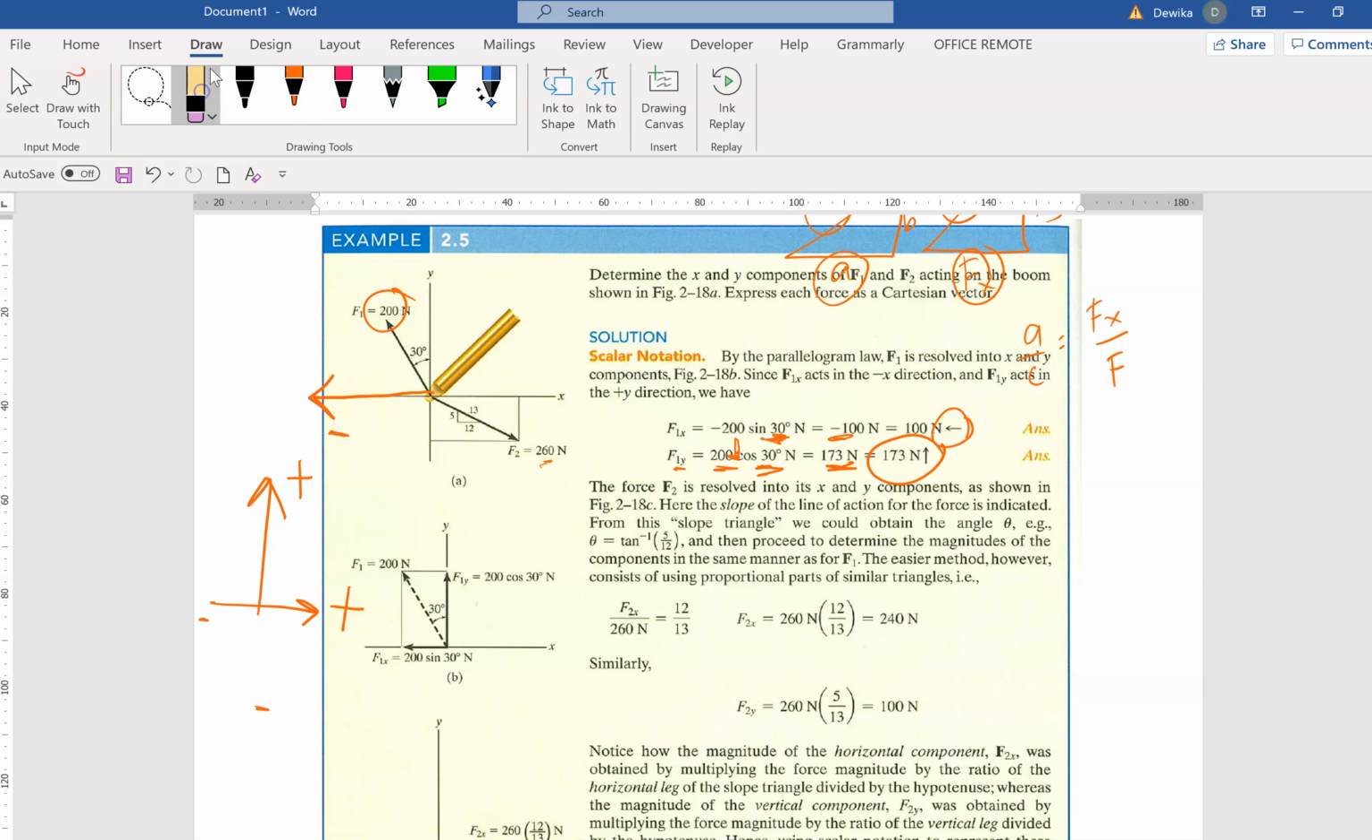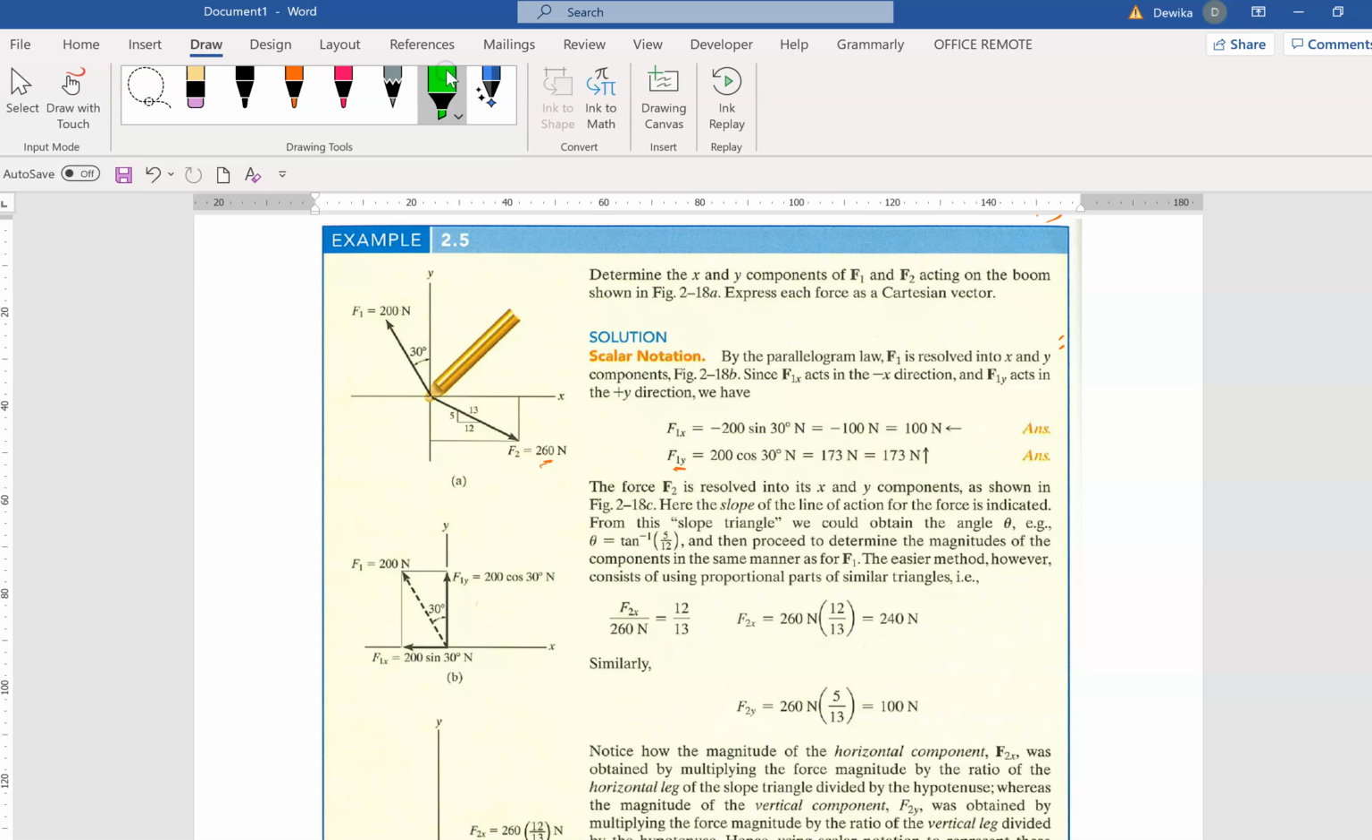So now you have all the values for the first one, the f1. Okay, now we're going to go and find the f2. So what is the value for your f1? Your f1x is 100, f1y is 173, positive. Yeah, okay, so got it.